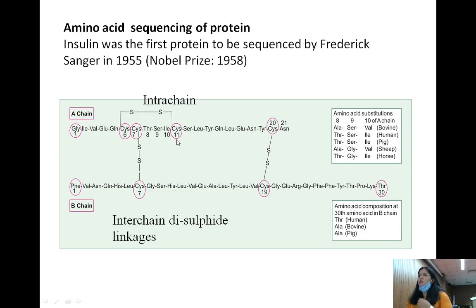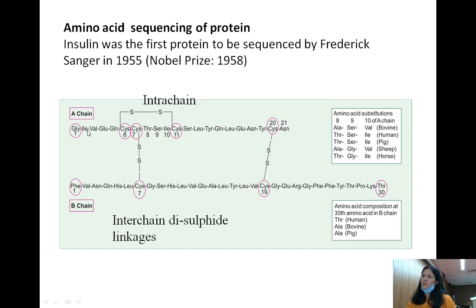So if you want to know what is the sequence of amino acids in the insulin molecule, first you have to separate this A chain and B chain, isn't it? First you have to separate this A chain and B chain, and then you will be sequencing one by one. The first here in this A chain is glycine, isn't it?